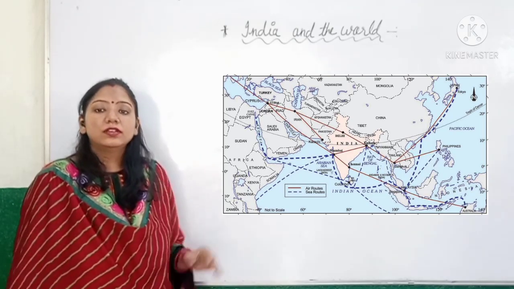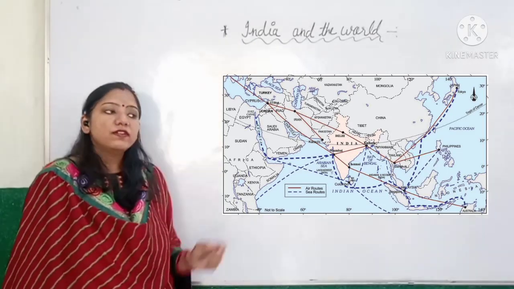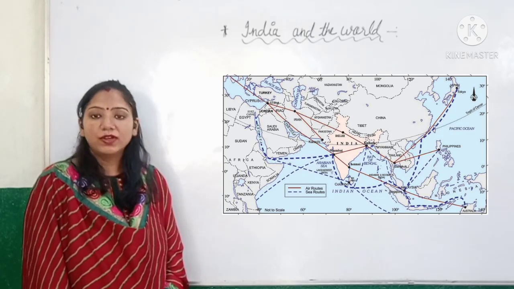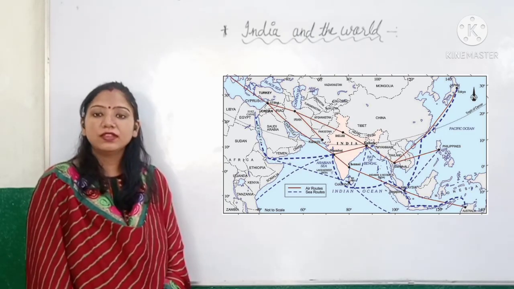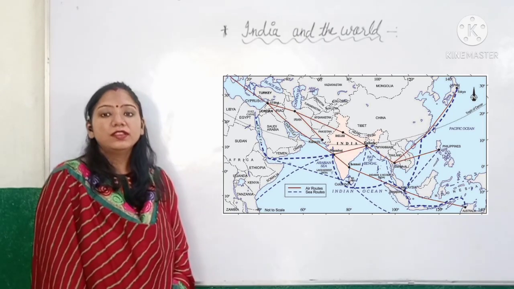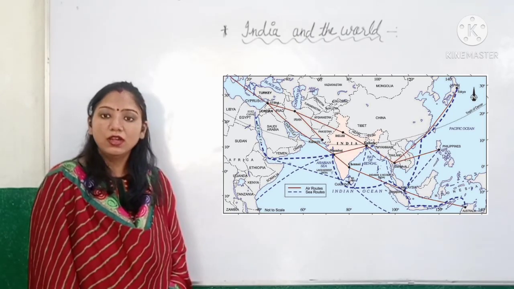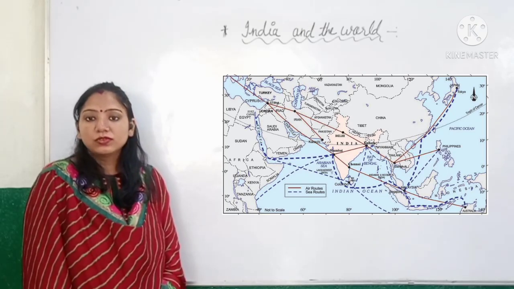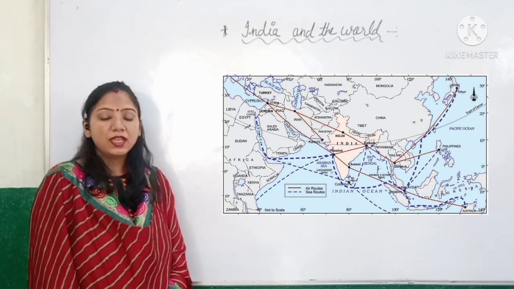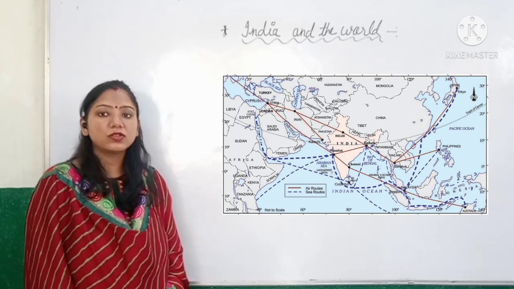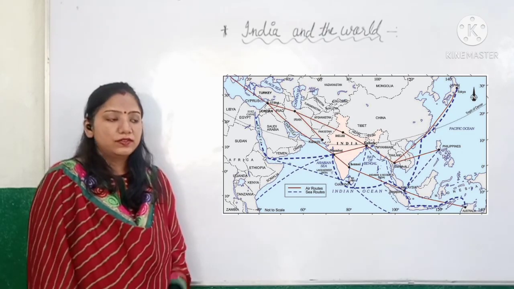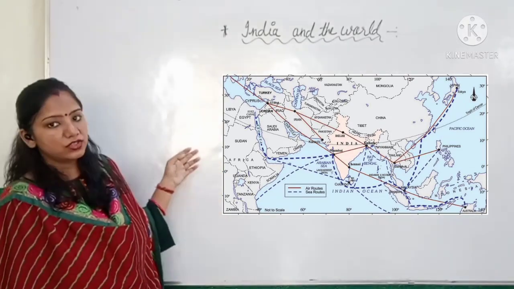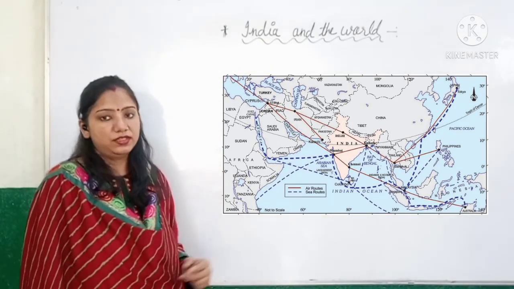Here, the sea routes and the air routes were discovered around 800 to 1000 years ago. But before that also, our country had trade and commerce and passes with other countries through the land. These routes were known as the mountainous routes, the passes, the valleys, and the Silk Route. Silk Route is also a very early route through which India had good relations and trades with the other countries.